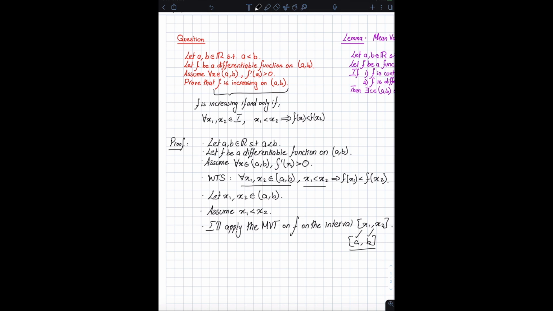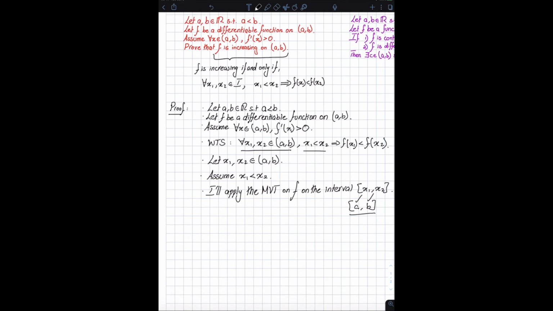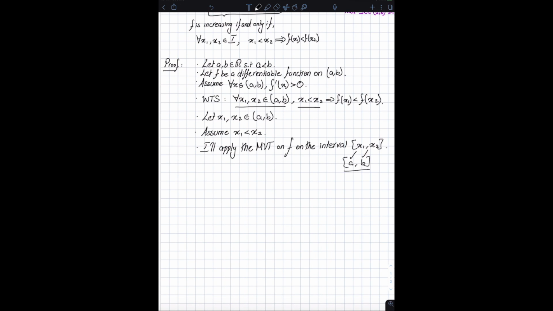It's one of the reasons, but really the logical reason is that your end goal is to show that f is increasing. And if we apply the mean value theorem on f on the closed interval [a, b], what you'll get at the very end is that (f of b minus f of a) divided by (b minus a) is greater than 0, which is equivalent to saying that f of b minus f of a is greater than 0. And you'll get from here that f of b is greater than f of a.